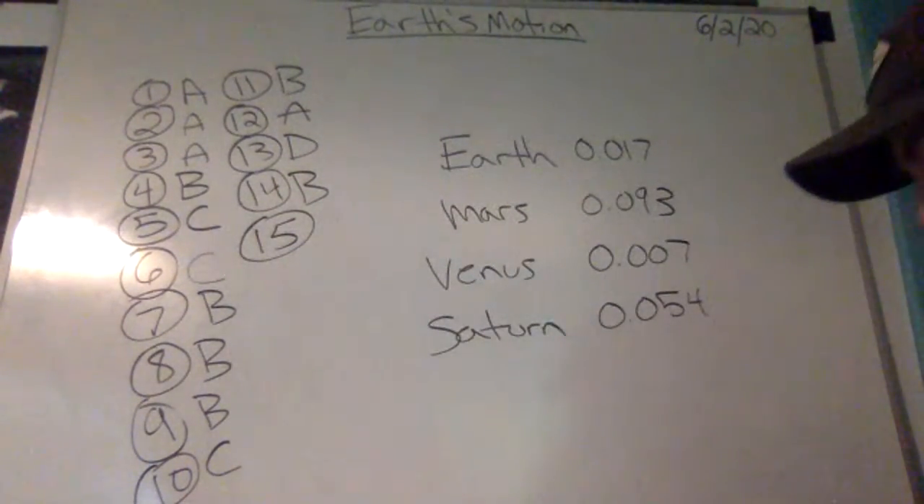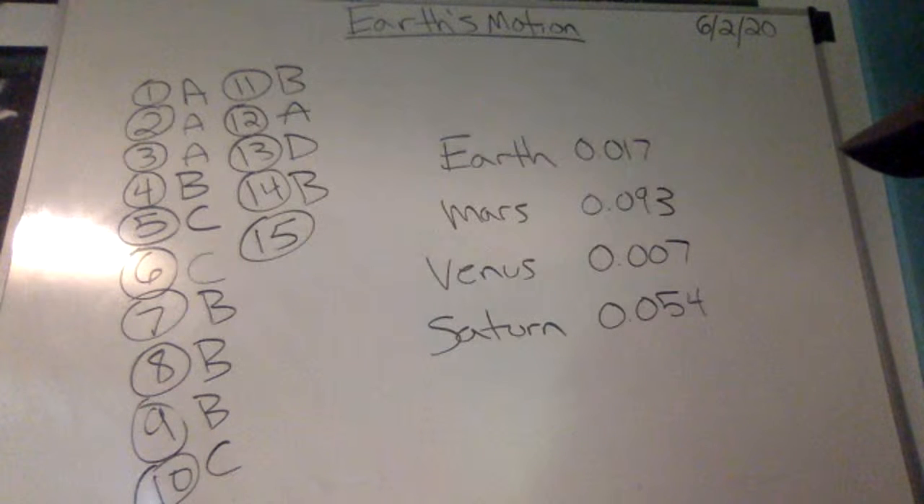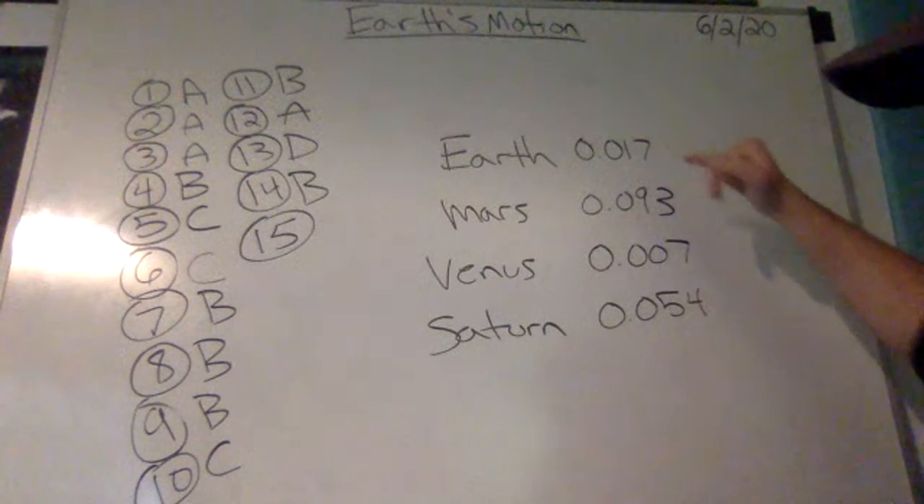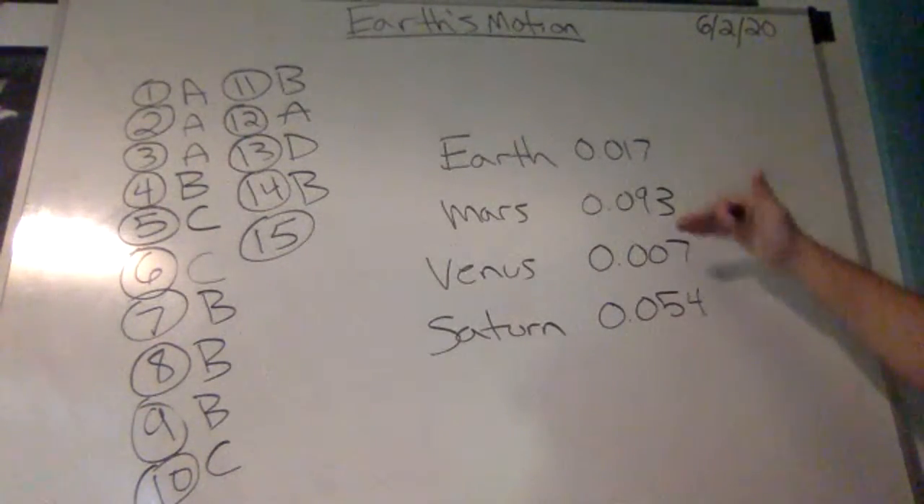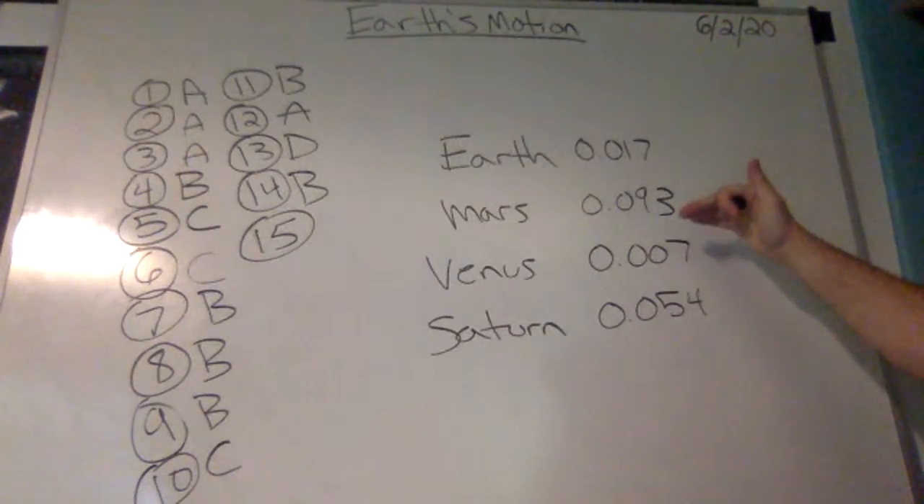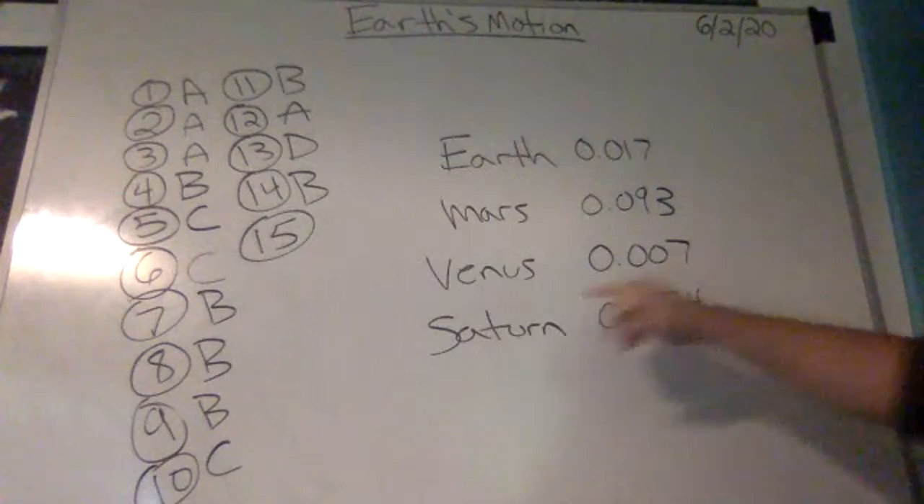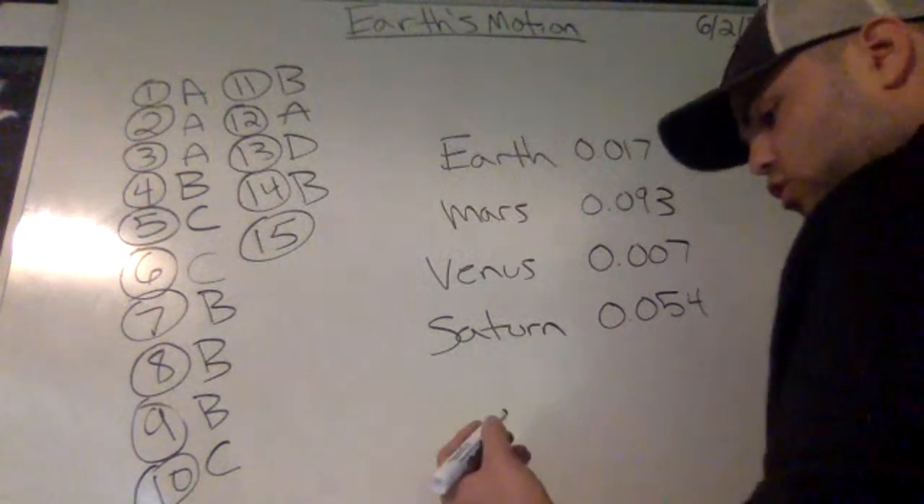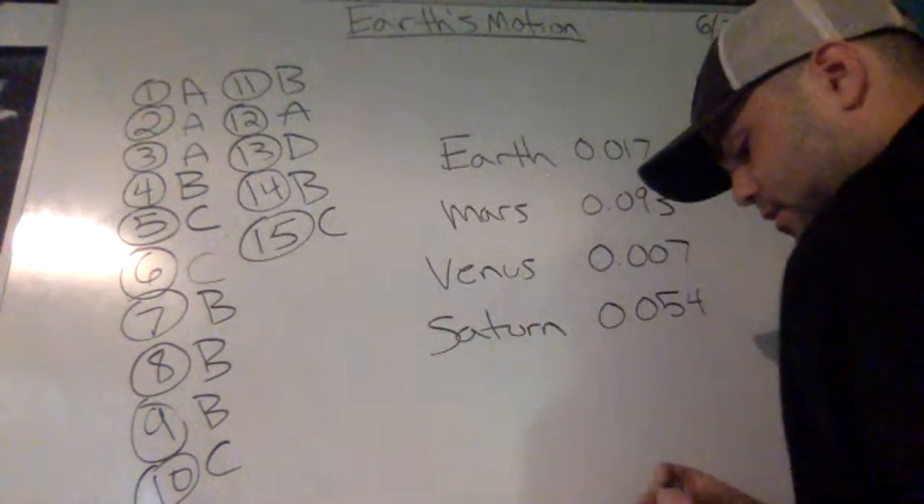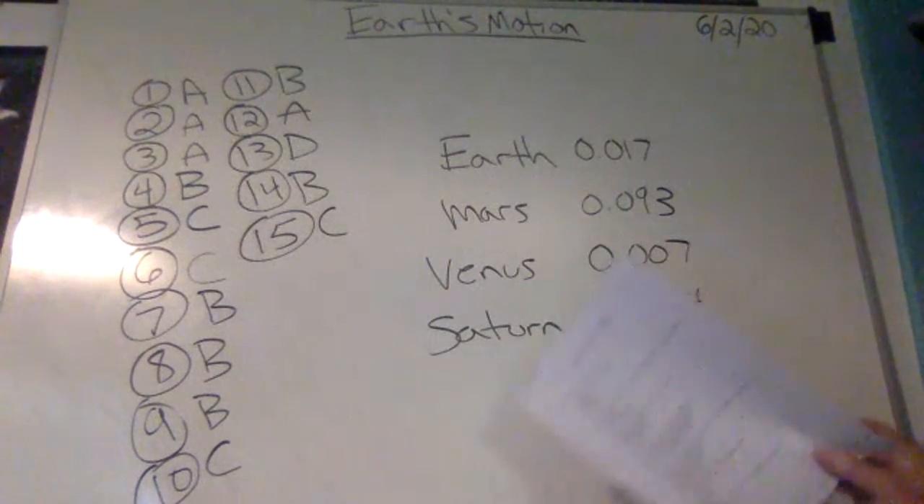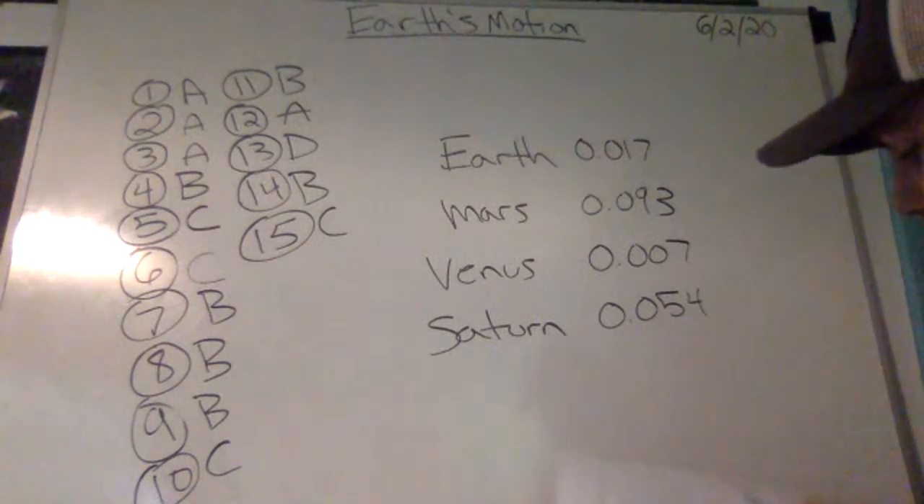Now for 15, it says, according to the Earth Science Reference Table, which planet has the least eccentric orbit? So it gives us the same choices. So now we have to find which one of these has the smallest number. So that's going to be Venus. So our choice for 15 is going to be C for Venus. Okay. So that's the first part of that worksheet.